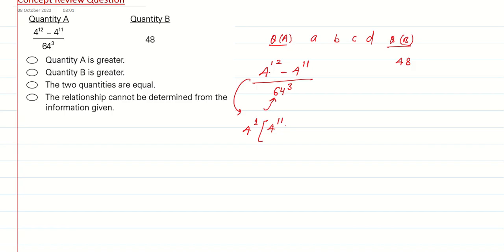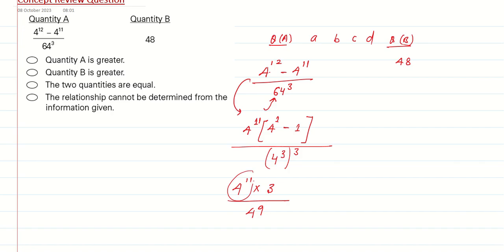Correct, no? Take 4 to the power 11 as common. 4 to the power 1 minus 1, whole, and 64 whole to the power 3, which is 4 to the power 3, whole to the power 3. So I'll get 4 to the power 11 into 3, divided by 4 to the power 9.